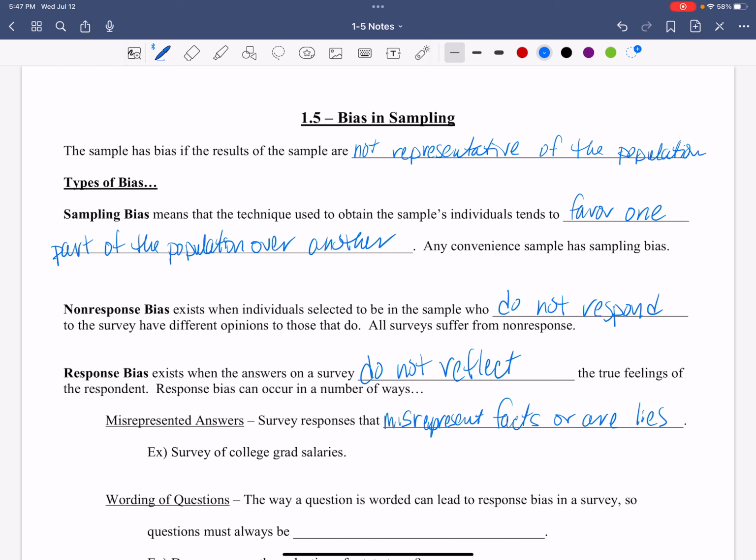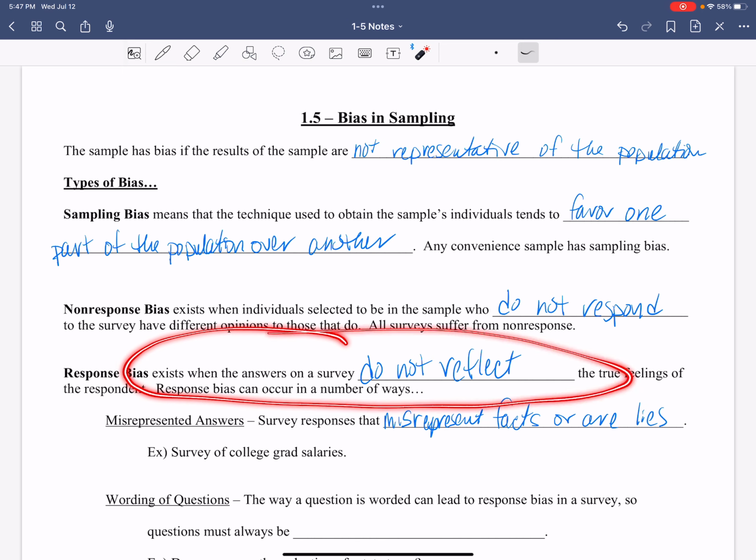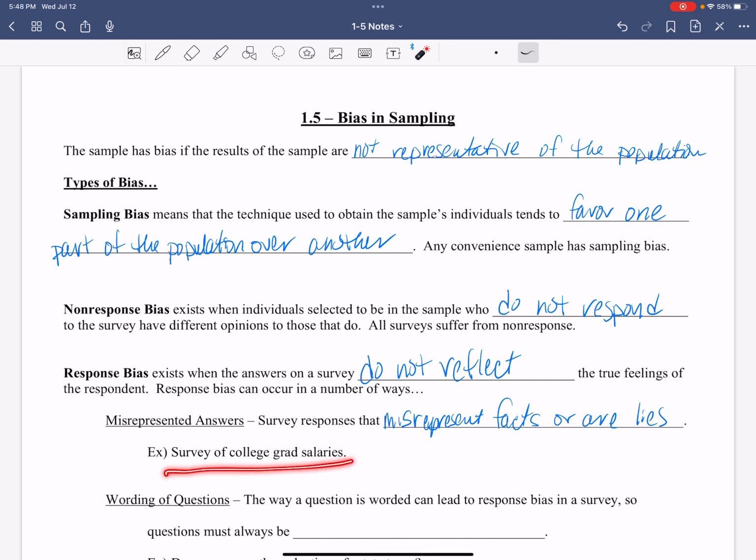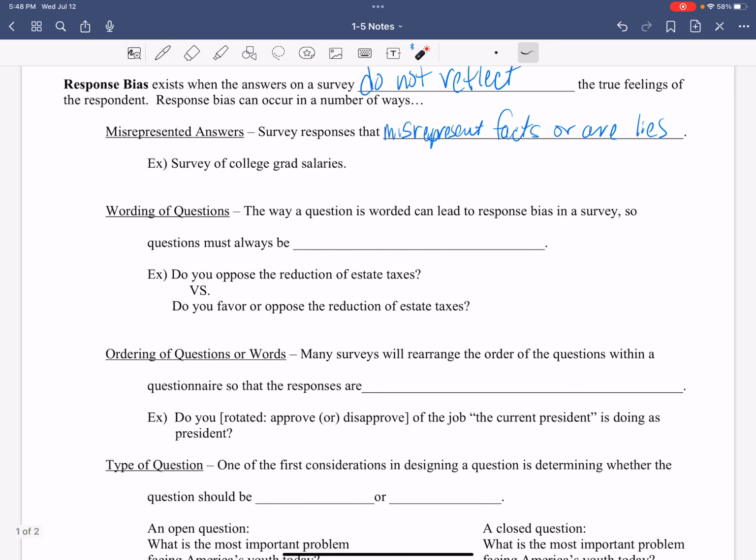An example of this, where the response does not reflect the true answer or the true feelings, is a survey of college grad salaries. People are going to want it to sound better than what it is. So if you just ask someone, hey, what do you make now that you're out of college? If they really feel like they need to inflate what's going on, it could be just a flat out lie. Or they misrepresent, saying this is what I'm going to make, not this is what I'm currently making, right? So that's a misrepresented answer: legit misrepresentation, or your pants are on fire because you're a liar.